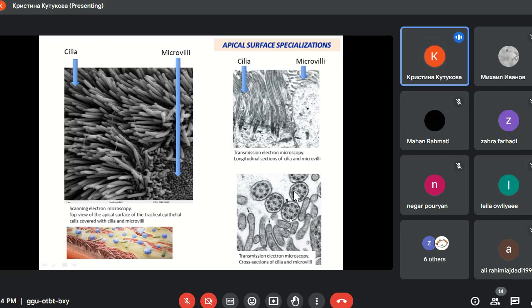These are larger circles with cross-sected microtubules inside them. So this is axoneme with cross-sected microtubules inside. So these are sections of cilia, and smaller sections of microvilli. No microtubules, only microfilaments inside them.